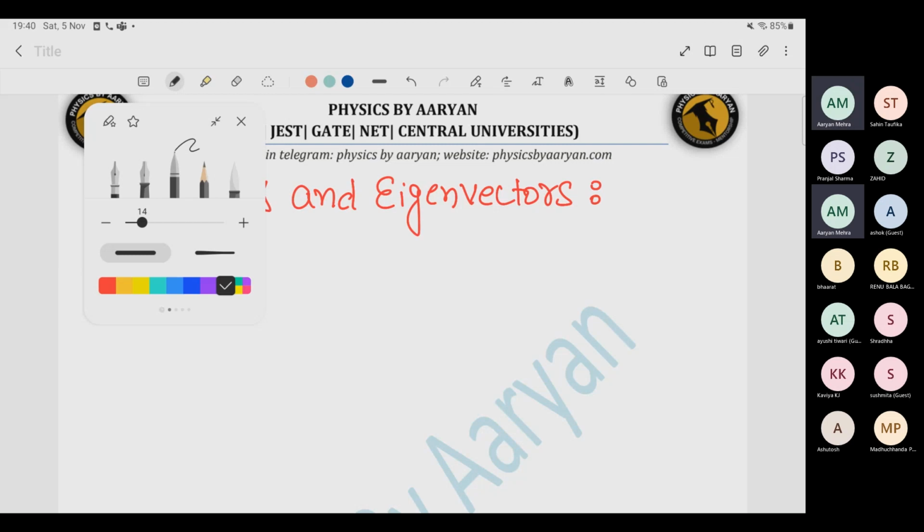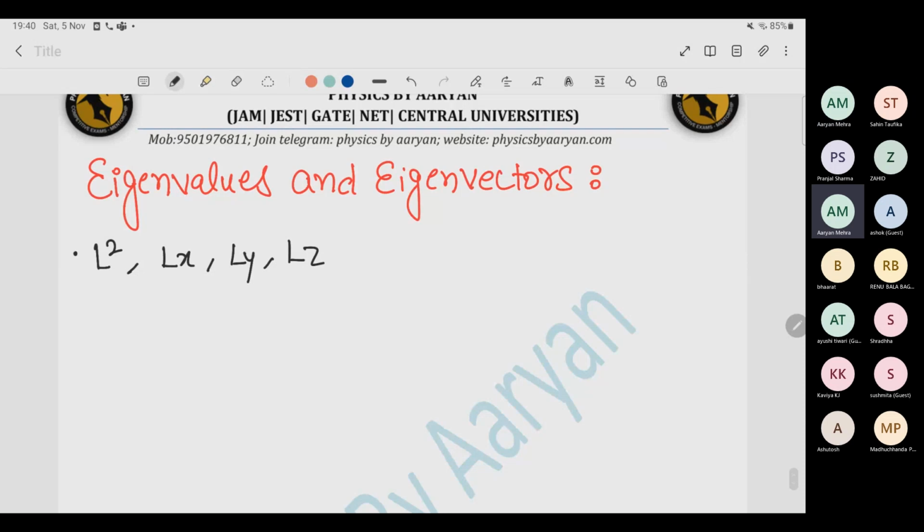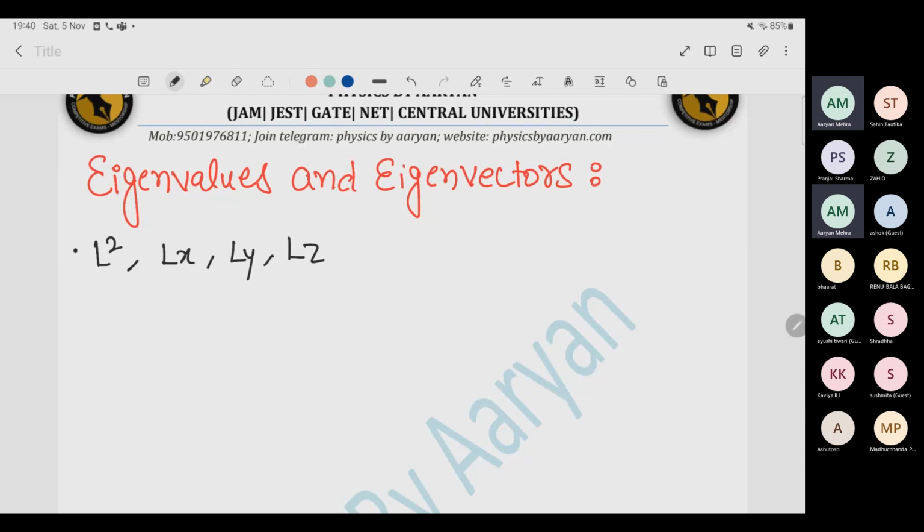So now the task in front of us is, what are the eigenvalues? Eigenvalues means what you get after measuring L square, Lx, Ly and Lz. If we measure them, what are the possible values which we are going to get? And what are the eigenfunctions? Eigenfunctions means what will be the state of our system after we have done the measurement. So these two quantities we want to know.